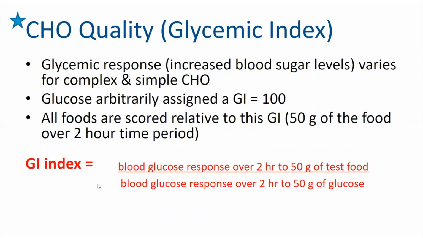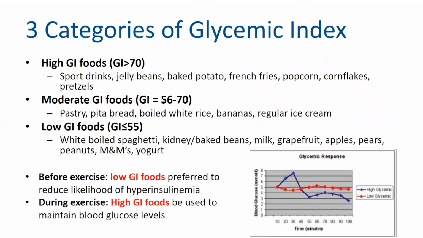So the GI index is equal to the blood glucose response over 2 hours to a test food in relation to the response of blood glucose to glucose itself. A high GI food or high glycemic food is anything with a GI of greater than 70. And this includes sports drinks, jelly beans, baked potato, I'll bet without the skin, French fries, which are the inside part of the potato, and popcorn and cornflakes.